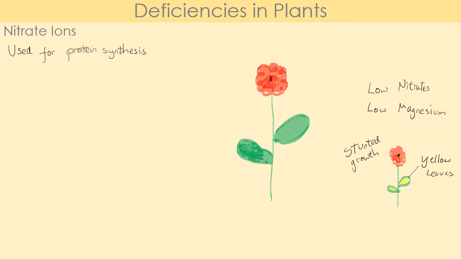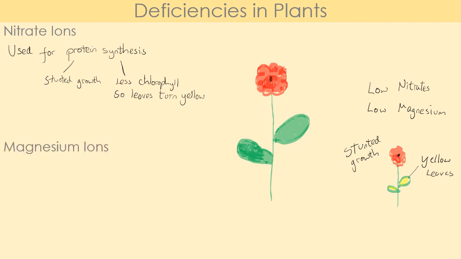It can also lead to the leaves turning yellow or pale green. So without protein synthesis, we get stunted growth and we have less chlorophyll, so the leaves turn yellow or a pale green. The other ion we need to know about is magnesium ions. And magnesium ions are used for the production of chlorophyll.